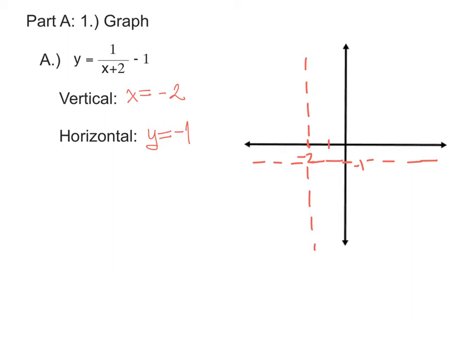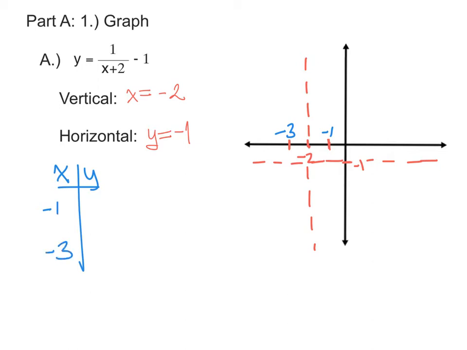Now we have to figure out which corners the graph is going to be in. To do that, we're going to set up an XY table and pick a couple points. The points that we're going to want to pick are going to be one step away from our vertical asymptote. So I'm going to take one step to the left at -3 and one step to the right at -1. And these are going to be my two x coordinates, -1 and -3.